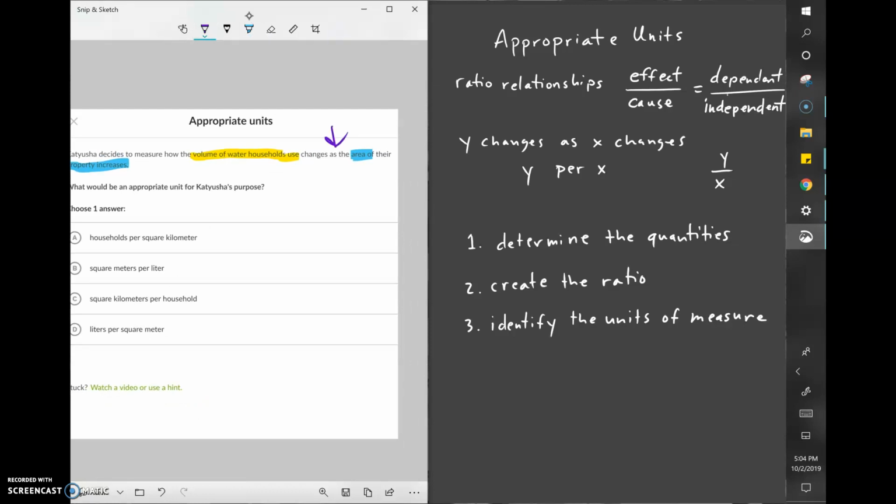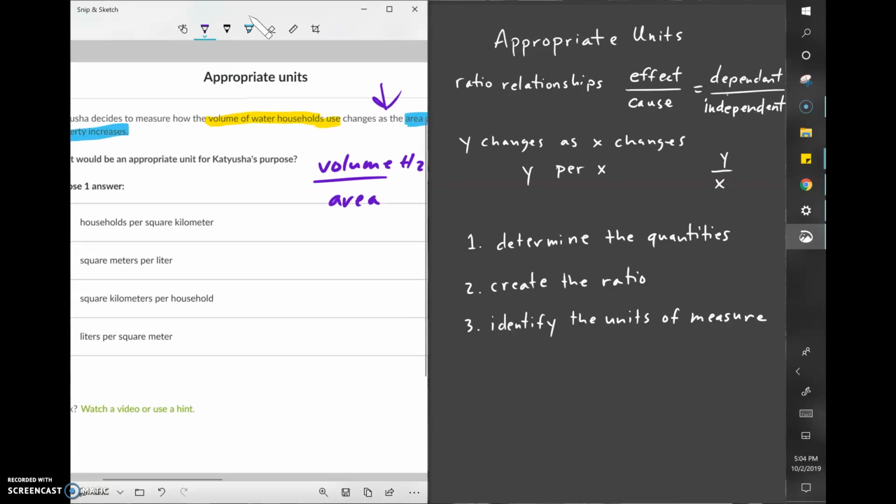So does the area of the property cause them to use more volume, or does them using more volume of water cause their house to grow? No. The bigger the house, the more water, right? So the cause is the area, and the effect is the volume of H2O. So now we're just looking for appropriate units.